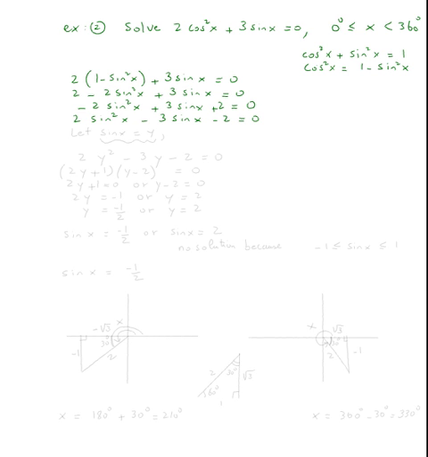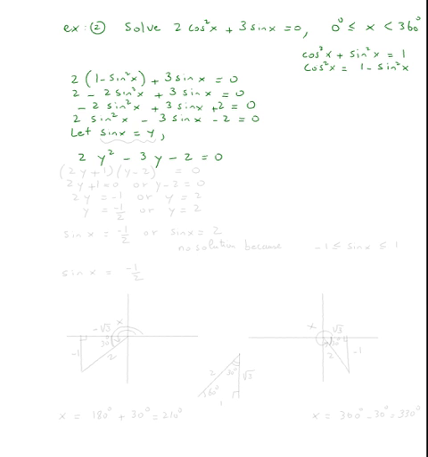If we let sine of x equal y, then the equation becomes 2y squared minus 3y minus 2 equals 0. This is a quadratic equation that we need to solve for y. We're going to solve it by factoring.